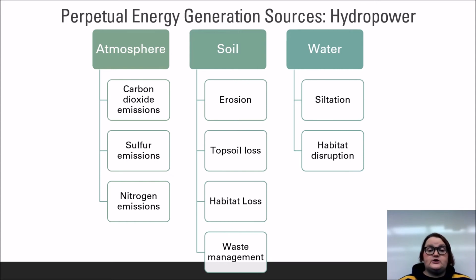There are also issues with waste management when it comes to the disposal of the mechanical components, such as generators and turbines. Hydroelectric power plants also significantly disrupt the natural flow of a river. This can lead to the process of siltation or sedimentation, where excessive deposits of silt or other sediments accumulate due to the slowing of the flow of a body of water.